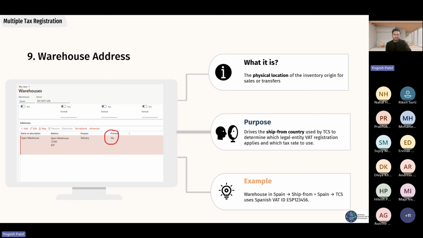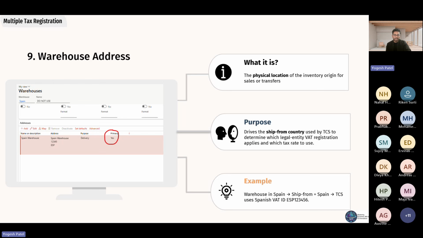Warehouse addresses. So it's the physical location of your warehouse. So it's the inventory origin for all your sales and transfer orders. So this defines the ship from country, which TCS uses to decide which legal entity VAT registration applies and which tax rates to use. So essentially, it connects your logistics to tax logic. So it ensures that transactions are taxed based on where goods are actually shipped from.